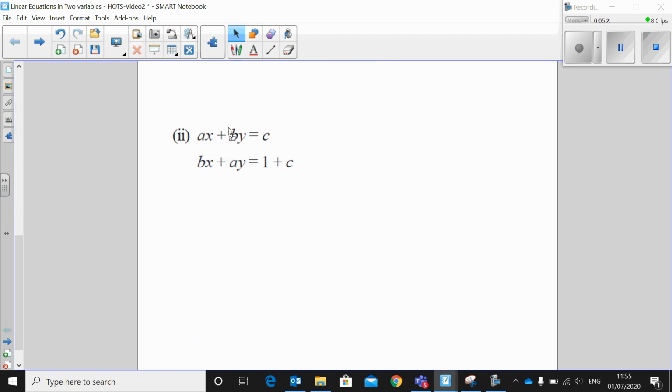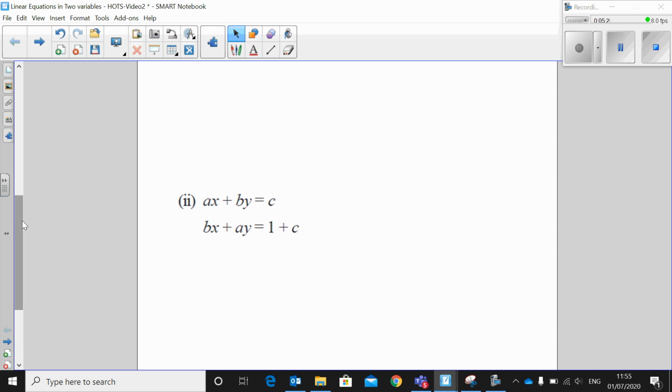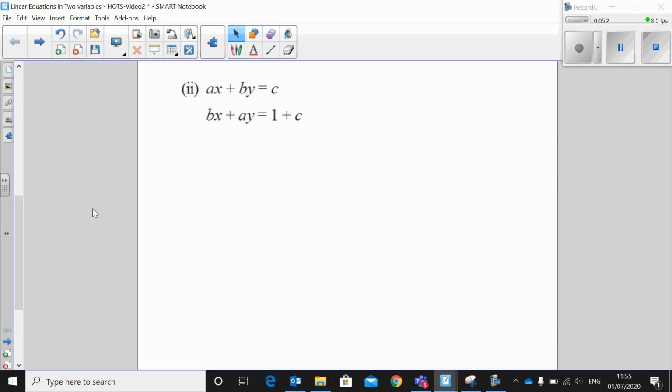So we have the second set of equations: ax plus by equal to c, and bx plus ay which is equal to 1 plus c. Let us solve this equation by cross multiplication or elimination method again. Even so, you can do it with the cross multiplication method as well. I will explain this one using the cross multiplication method.